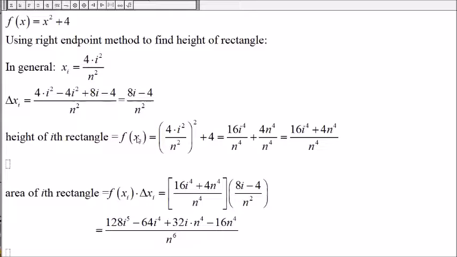And now let's get the area of the ith rectangle. So it would be the height times the width. Once again, this is the width of the ith rectangle.